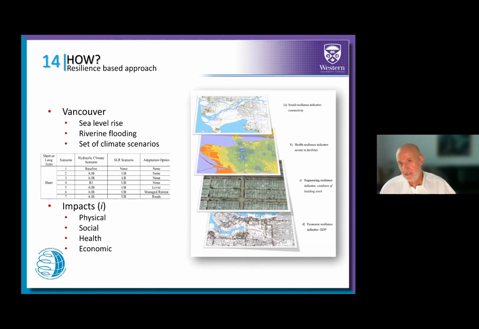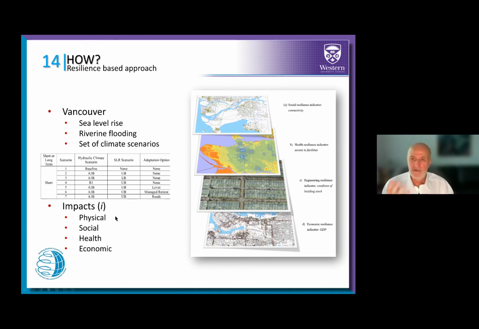Here's one example, just to show you that we did some serious implementation testing of the concept, idea and methodology. We were looking at the impacts on the Vancouver area, which is on the west coast of Canada. Most of you are probably familiar with that, which is exposed under climate change to sea level rise and riverine flooding. There is a large river, the Fraser River, that flows through the city. And we looked into a set of different climate scenarios, about 7 different scenarios and different options to find out the impacts on the city.